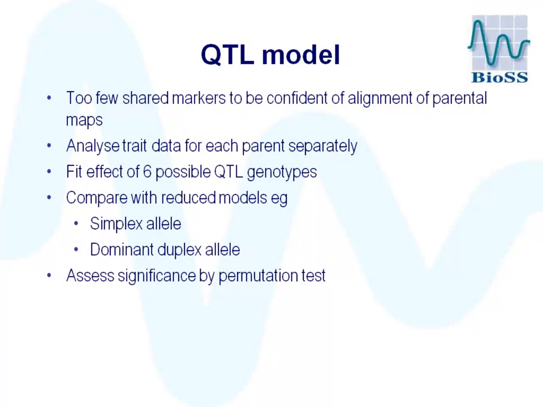So in terms of QTL mapping, we tend at the moment to work in terms of each parent separately. So for each parent separately, that gives 6 different QTL genotypes. So we fit a full model where we fit a different mean for each of the QTL genotypes. And we'll compare that with a set of simpler models, either of a simplex allele segregating or a dominant duplex allele.